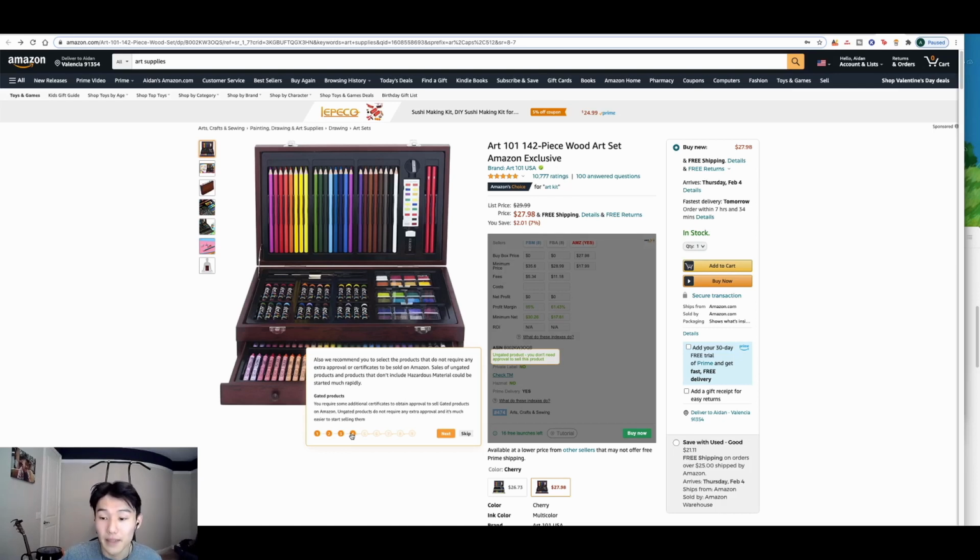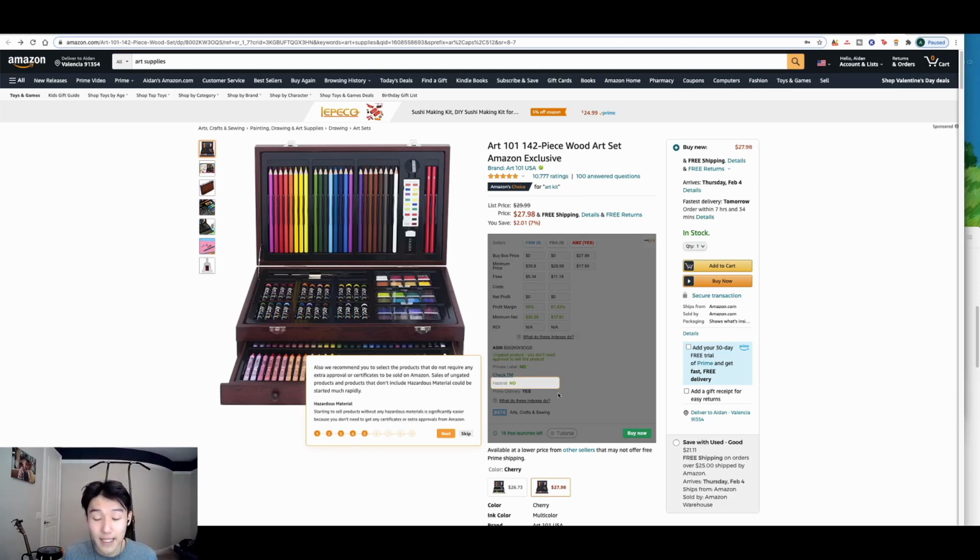And this AMZScout extension is basically telling me right off the bat whether or not a product is gated, so I don't have to go through all the hassle of figuring it out. Right now this product is ungated, which is what AMZScout is telling me, and that saves me a lot of time. Next, right here, this is telling me hazmat, whether the product is hazardous or not.